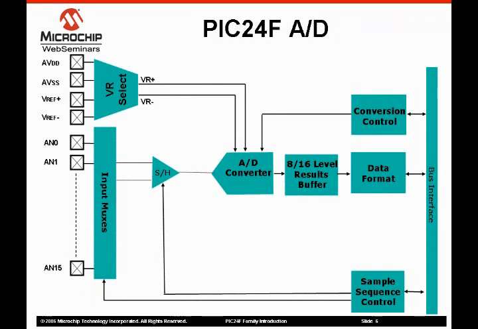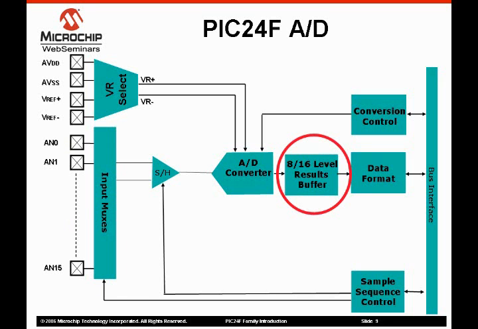As mentioned earlier, the A to D peripheral on the PIC24F is a single sample and hold 10-bit ADC with 500K sample per second conversion rate. Up to 16 analog input pins can be multiplexed into the sample and hold circuit. On lower pin count devices, not all 16 of the inputs will be implemented. The ADC module contains a 16 result buffer.